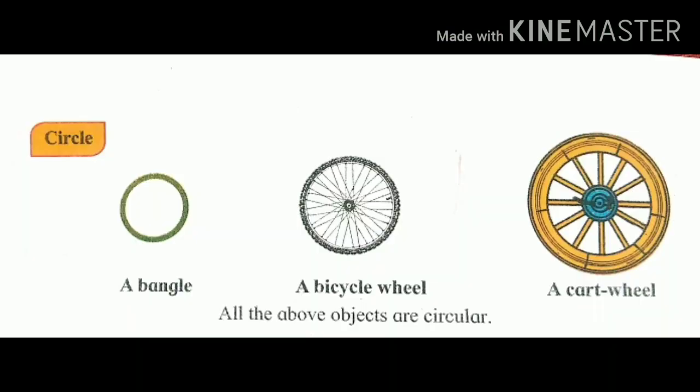Look at these pictures and tell me their names. First picture is a bangle. Second is a bicycle wheel. And third one is a cart wheel. All above objects are circular.